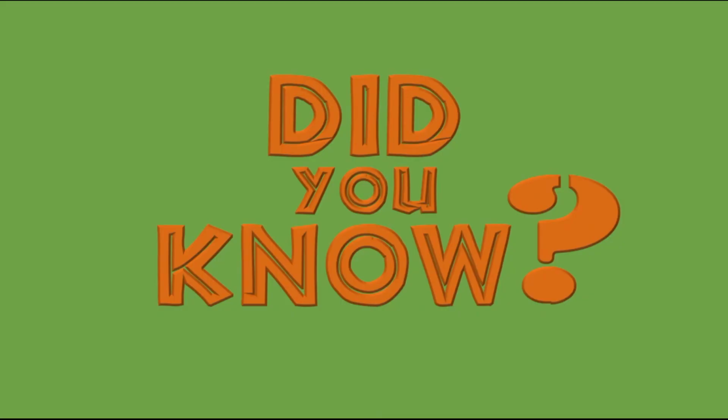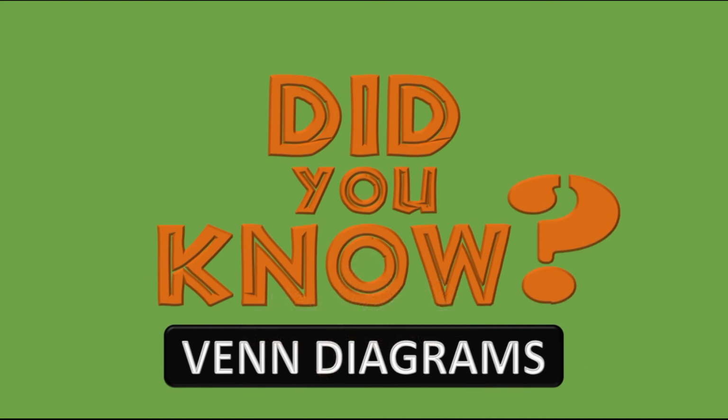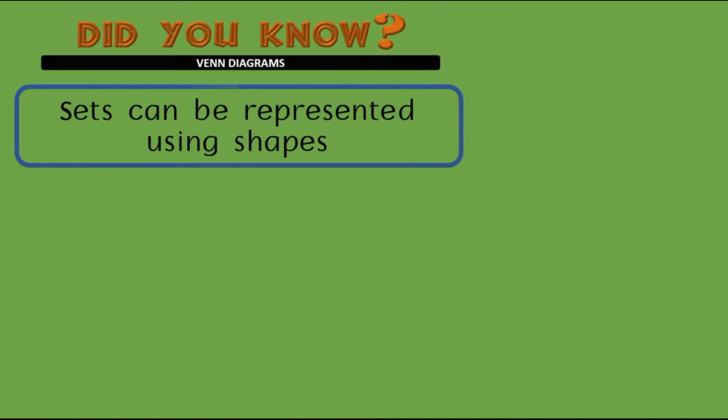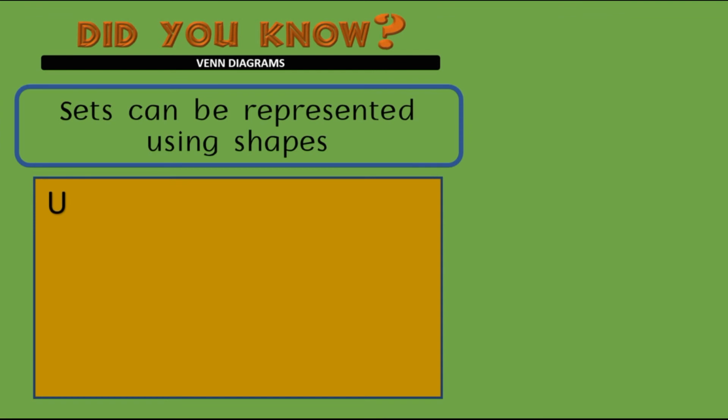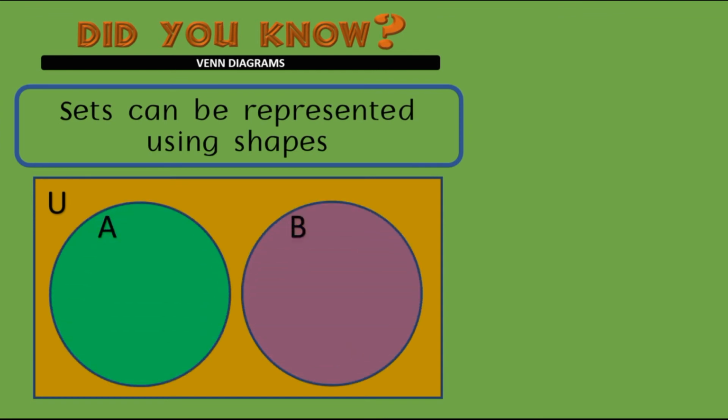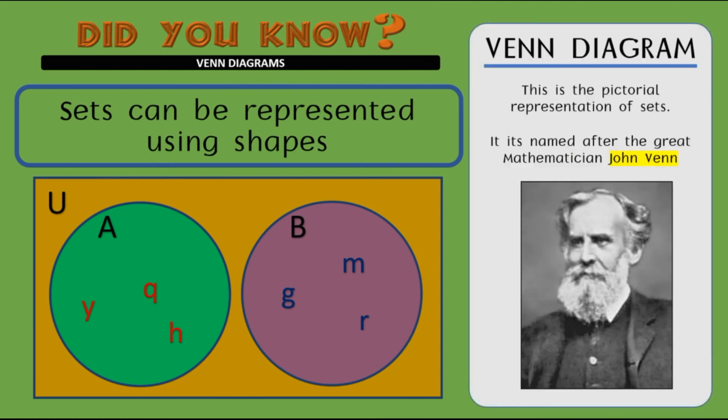Before we proceed, let's play Did You Know of Venn diagrams. Did you know sets can be represented using shapes? Universal set is drawn as rectangle and any set in U is drawn using circles inside the rectangle. In this case, set A and set B. Elements of set A is also drawn inside circle A, in this case, elements Y, Q, and H. So with set B that contains G, M, and R. This is also called Venn diagram.